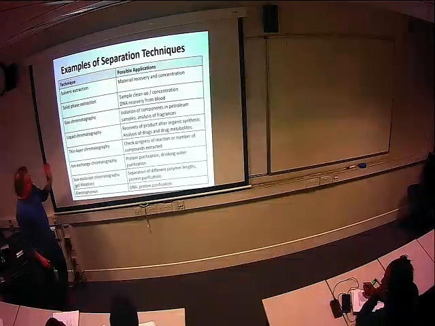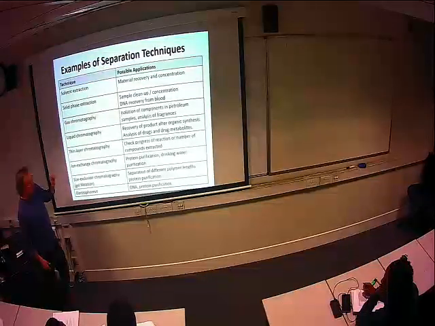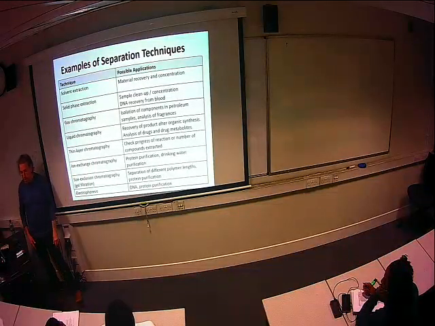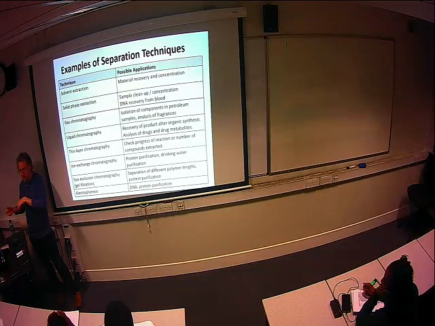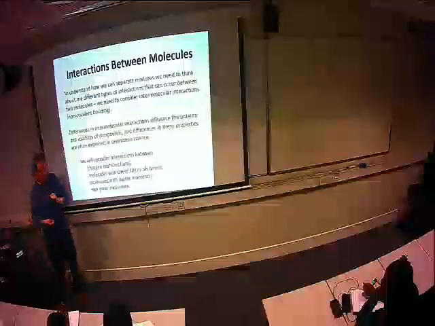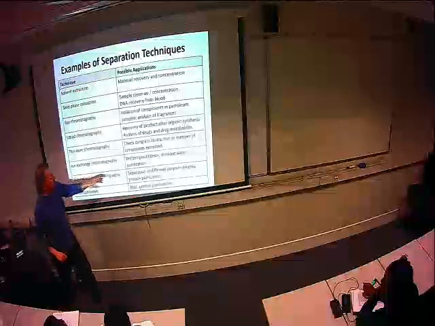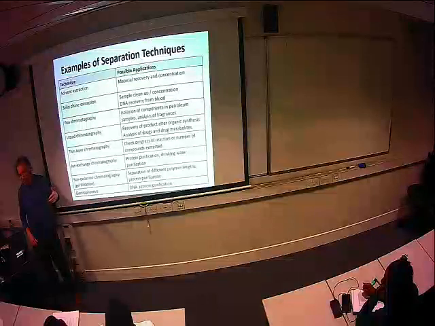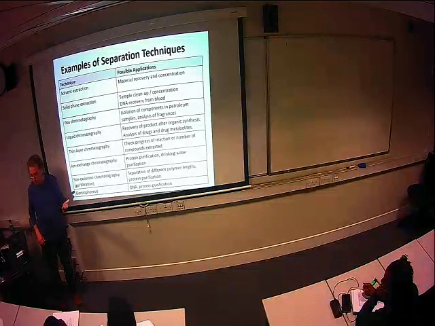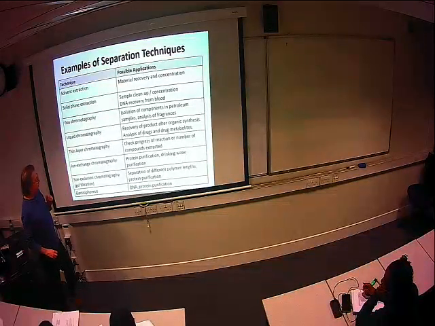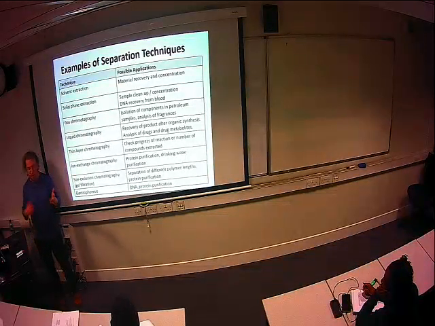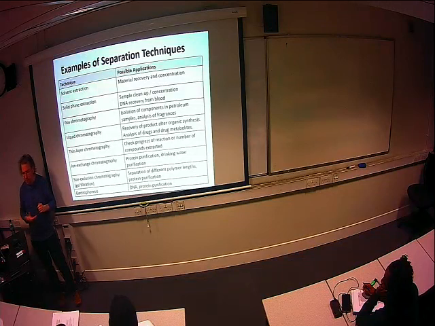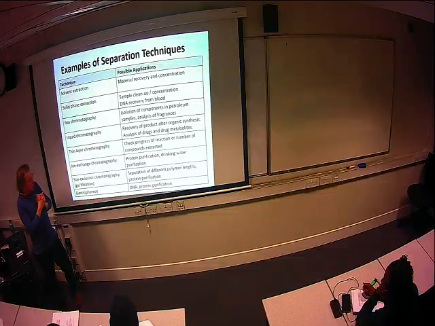Then ion exchange chromatography, that's widely used for protein purification because different proteins have different numbers of positive and negative charges on them. But it can also be used to take out simpler ions, so it can be used in water purification processes, either drinking water or for deionized water for lab applications.